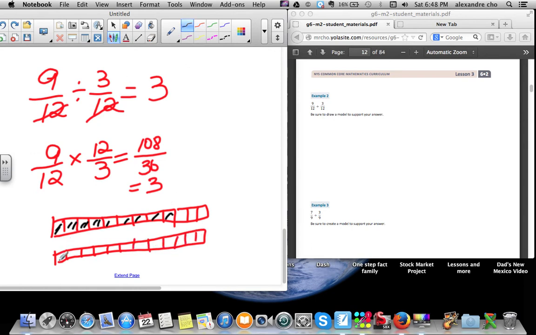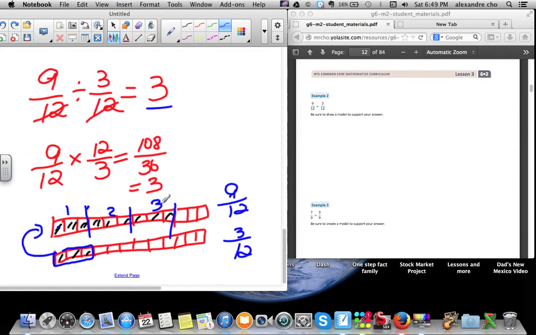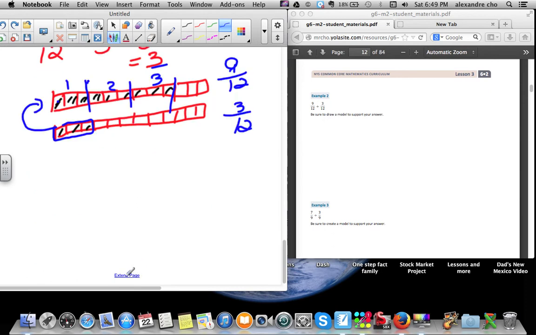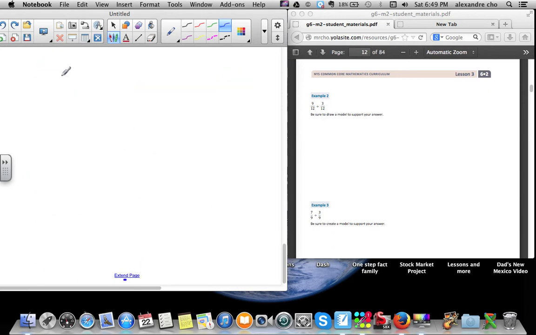So, this is what 9 over 12 divided by 3 over 12 looks like. 9 over 12 is the top one, 3 over 12 is the bottom one. So how many times can this right here fit in there? You need to make groups of 3. That's 1, 2, 3. That's one group. 1, 2, 3. That's another group. And 1, 2, 3. That's your third group. So 3 over 12 fits inside 9 over 12 3 times. Ain't that a beauty? Okay, so I think nobody shares my enthusiasm.